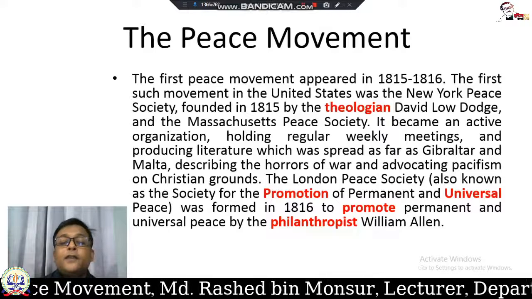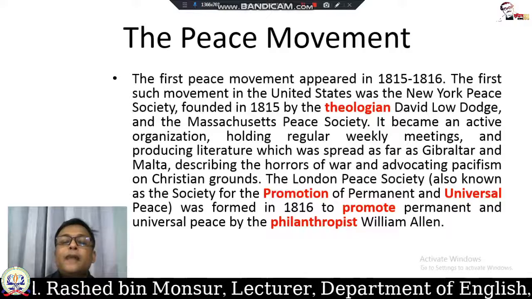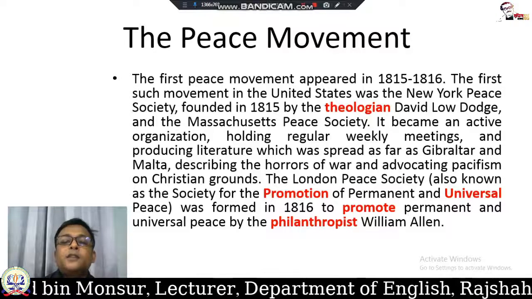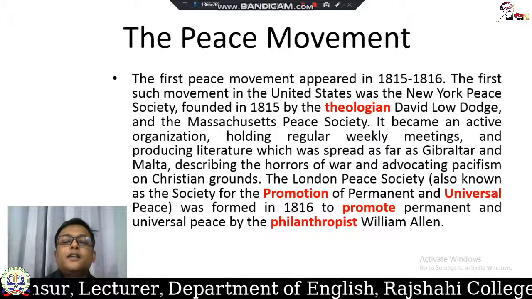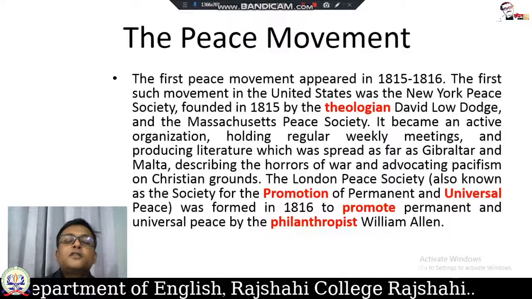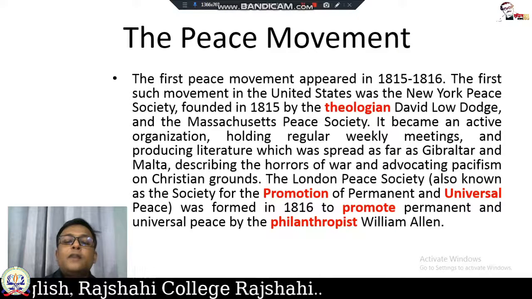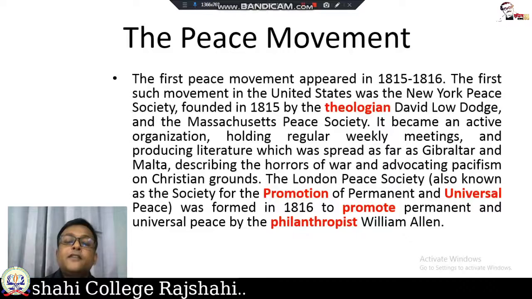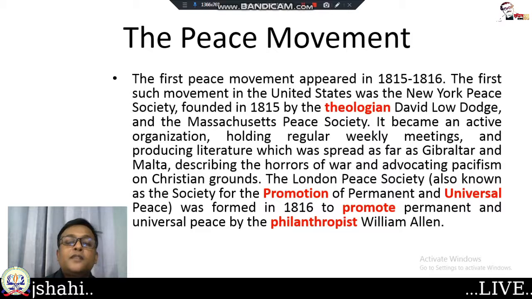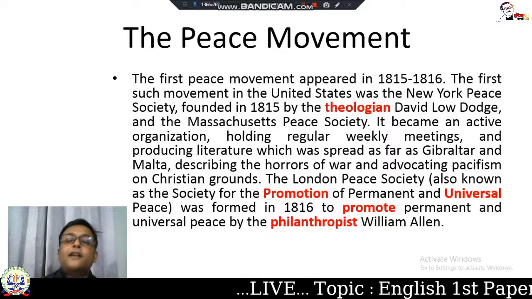It was actually started by a philanthropist whose name was William Allen. Now, philanthropist is a new word. It comes from philos and anthropos. Philos means love and anthropos means man. So a man who loves mankind is a philanthropist. So William Allen, the philanthropist, started the London Peace Society in 1816.